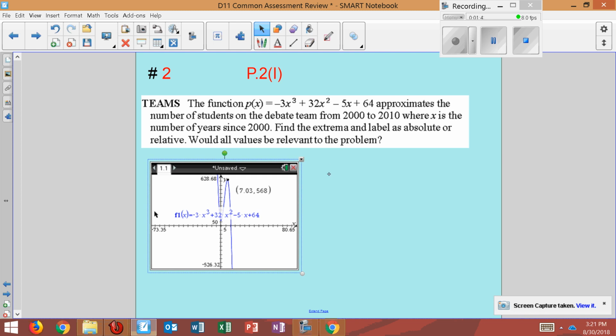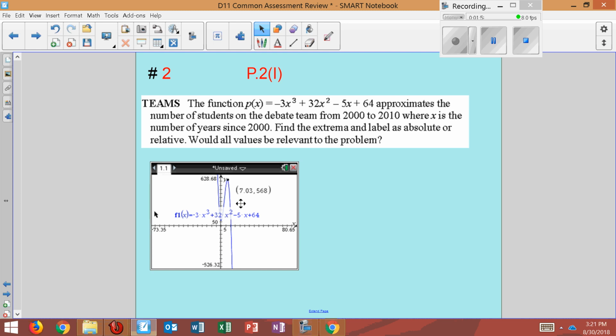Okay, so now looking at the problem, I want to make sure I got everything typed in right. Negative x cubed, 32x squared, negative 5x plus 64. Yep. The number of students in the debate team. Find the extrema and label as absolute or relative.